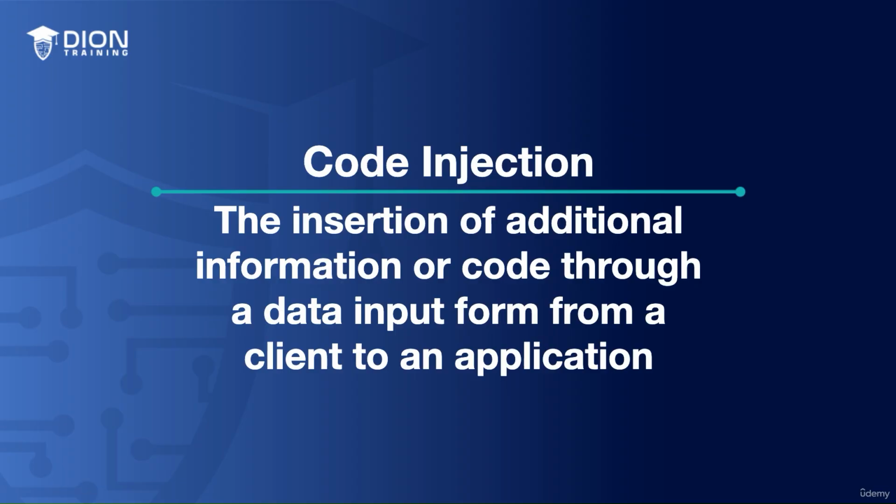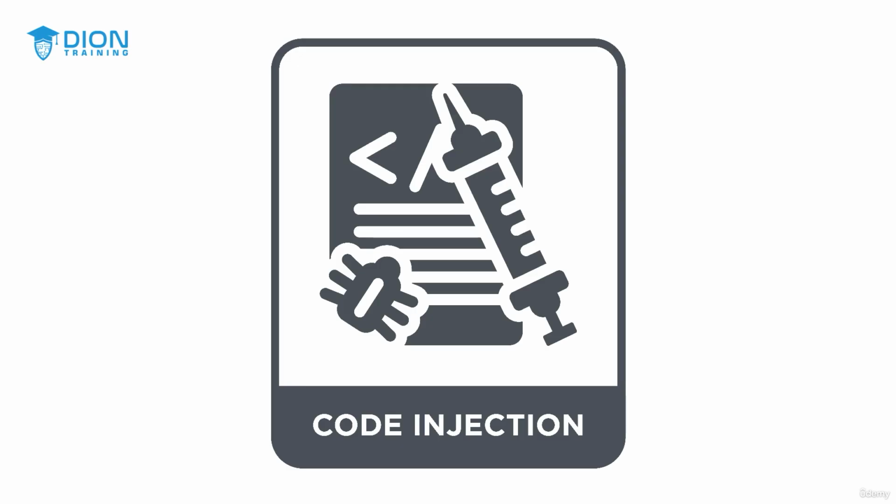All right, now let's go ahead and move into the code injection portion. A code injection is the insertion of additional information or code through a data input form from a client to an application. Code injection is a generic form, but what we're going to be focused on specifically right now is an SQL injection, which is a specific type of code injection. This is how a lot of attackers are going to insert malicious SQL statements into our applications and cause havoc for us, so it's important to understand.